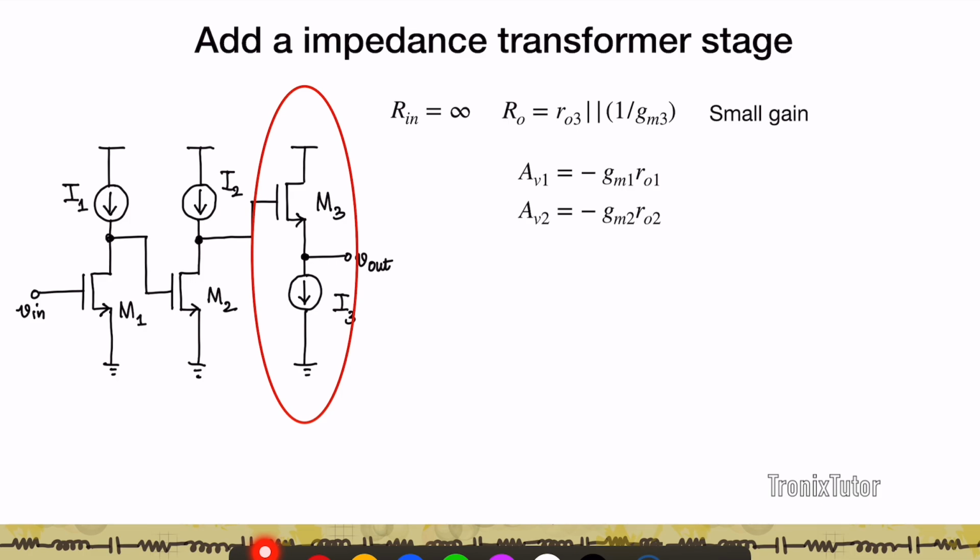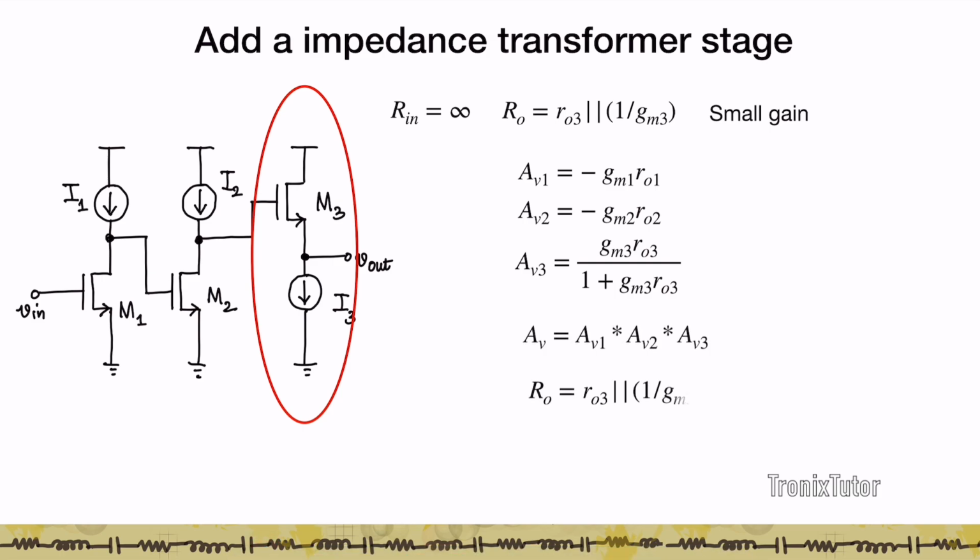The voltage gain of the second stage is minus GM2 RO2. The third stage has a gain of GM3 RO3 by 1 plus GM3 RO3. Again, this is a number close to 1. And so the total gain of these stages, because Rn is infinity in all three cases, is given by the product of the individual gains, which is AV1 into AV2 into AV3.